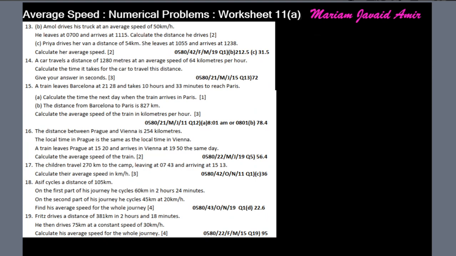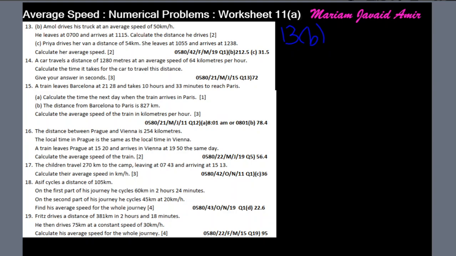Question number 13. Amol drives his truck at an average speed of 50 km per hour. He leaves at 0700 and arrives at 1115. Calculate the distance he drives. Okay, so we're doing 13B. 13A was probably from a different topic, so not included in the worksheet.